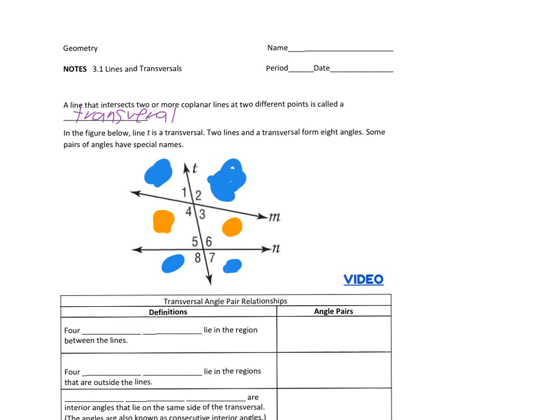These are exterior here because they're outside of this parallel line. These are outside exterior as well because they're outside of line N. But these are called interior because they are between the two lines M and N. So let's take a look at some terminology.